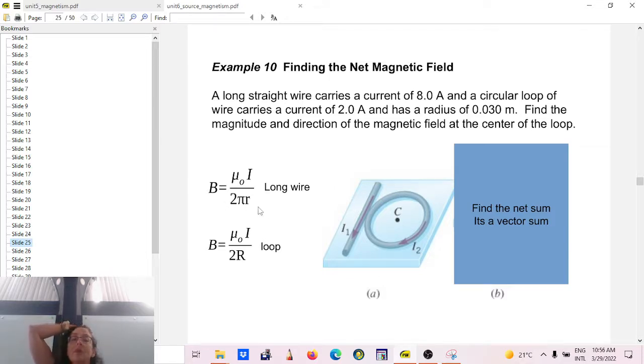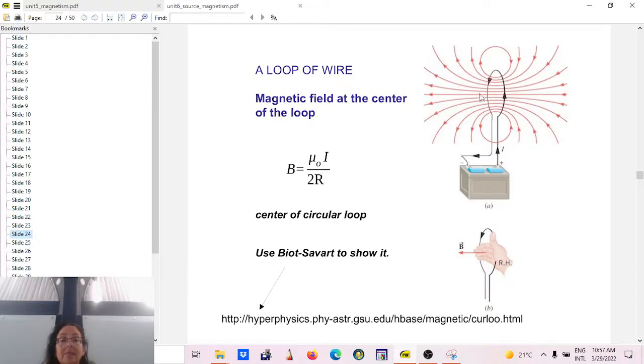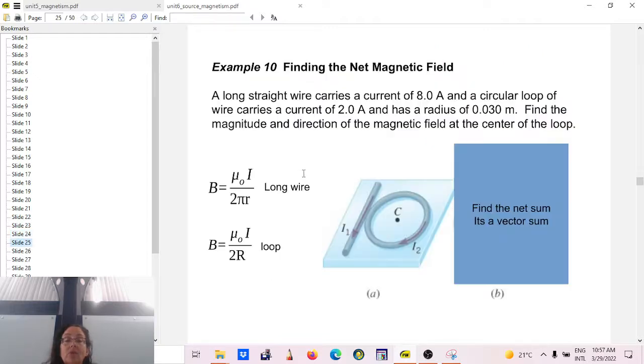So now you have two equations. At point C, you're going to have magnetic field produced by I2, by the loop. And that would be the equation here. That's the equation of the magnetic field produced by an electric loop, a loop of current going around. And that will be the magnetic field produced by a wire. So you have two kinds of equations: magnetic field produced by a long wire, magnetic field produced by a loop. Here, the magnetic field at the center has that equation there.